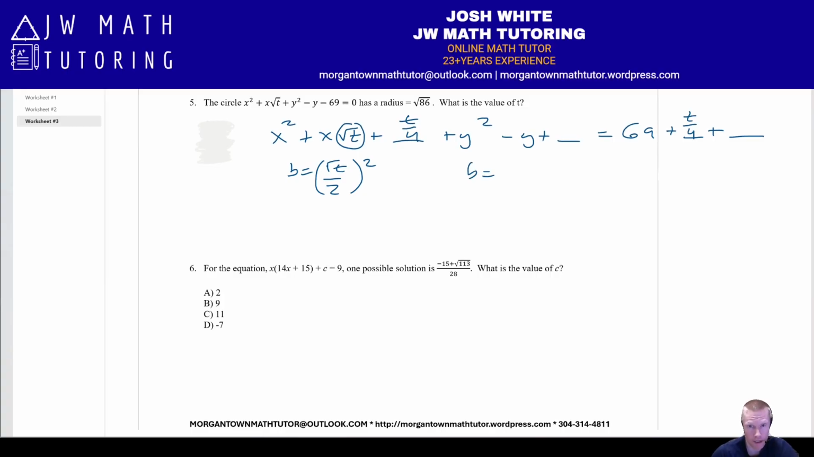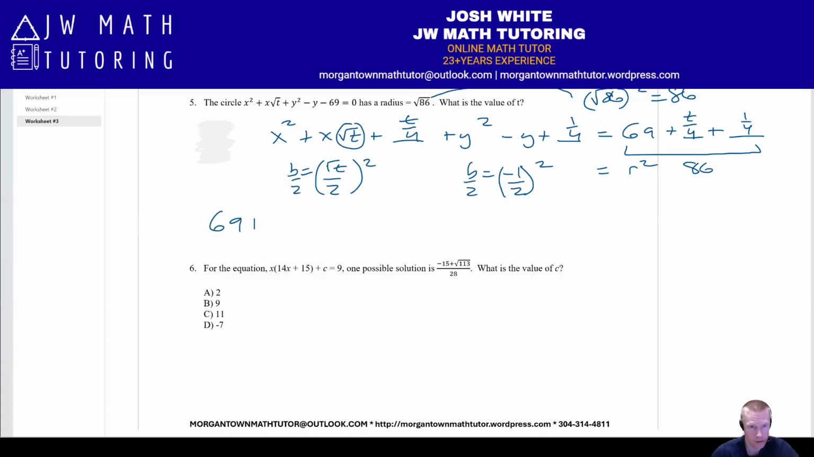Now, same thing for the y. It's a negative 1 in front here. Divide it by 2. And then square it, and you get 1/4. So I'm going to add 1/4 on the left and on the right. All right, now focusing on the right, we have basically 69 and 1/4 plus t over 4. Okay, this value, all these things added together, are equal to r squared from the standard form equation of a circle. So we take this radius, which is root 86, and we square it. We just get 86. So in other words, we're going to set all of these equal to 86, and that's going to allow us to solve for t.